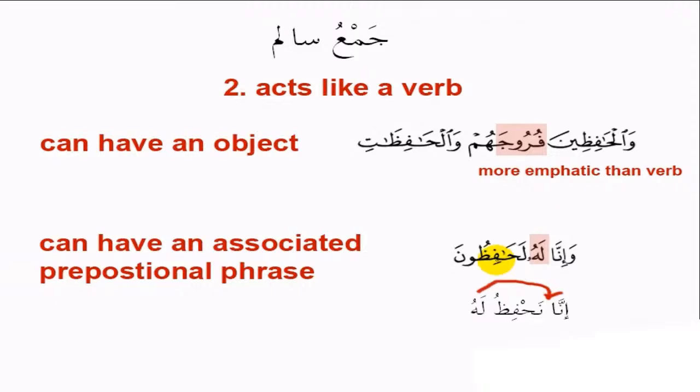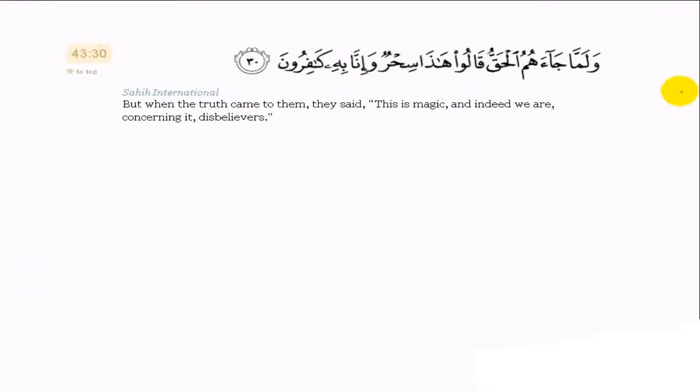Now, another example. وَلَمَّا جَاءَهُمُ الْحَقُّ قَالُوا هَذَا سِحْرٌ وَإِنَّا بِهِ كَافِرُونَ. But when the truth came to them, they said, this is magic. Indeed, we are concerning it disbelievers. So this jar majroor here is being brought in front. And the word kafirun could have actually been worded inna nakfuru bihi. That could have been worded, but here the ism fa'il is being used. And notice the jar majroor associated with the ism fa'il.